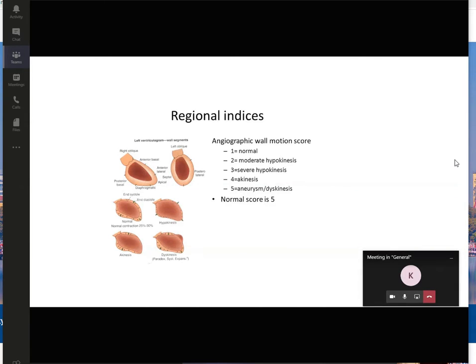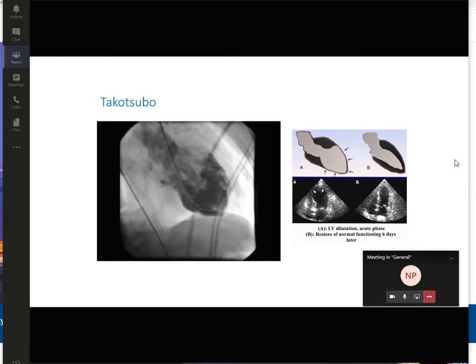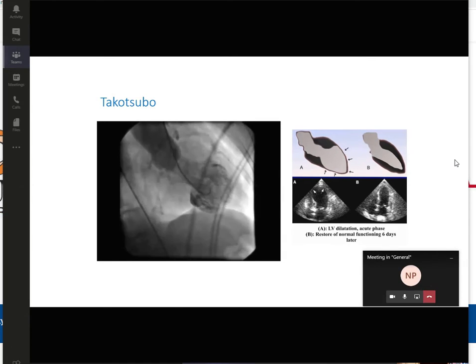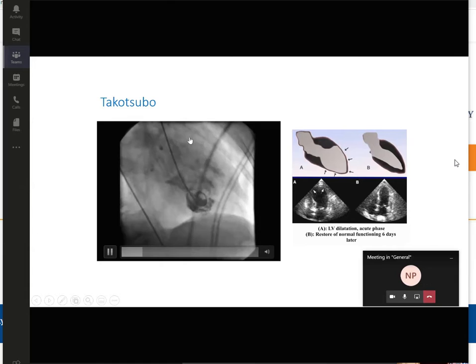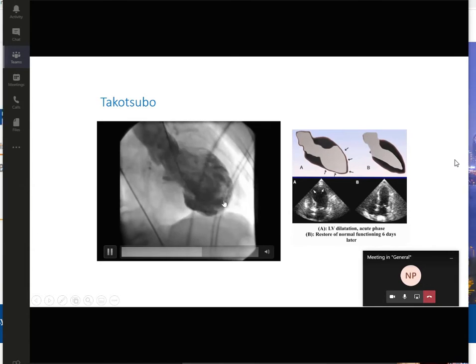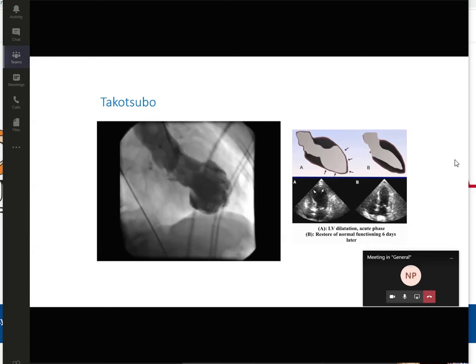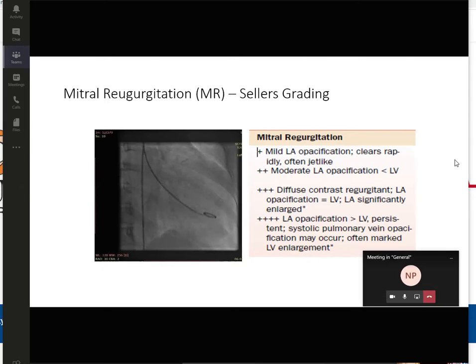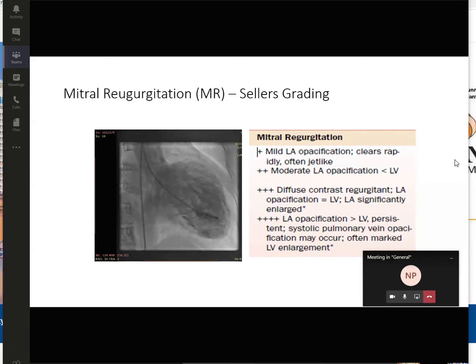That is normal scoring, which is not very important. This is the Takotsubo: very hypercontractile basal segments and ballooned out distal segments. Then you should know about the mitral regurgitation grades.